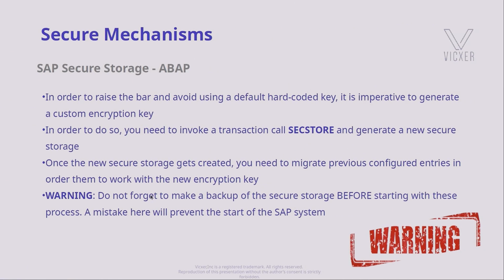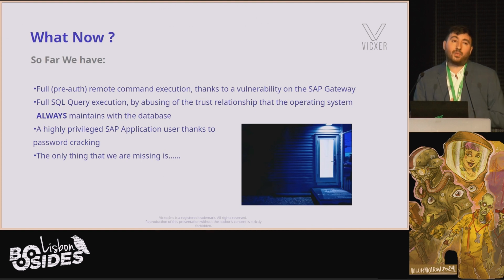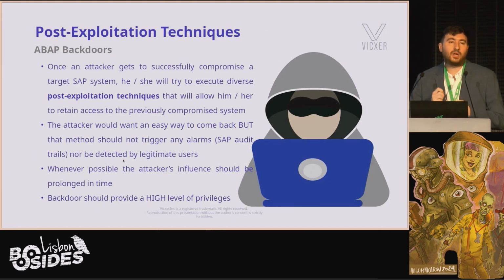Okay, so what we can do here, pretty much, we run a program that is the sexstore to secure the secure storage. We have to enforce a custom encryption key, and if you have a secure storage that is vulnerable, you have to encrypt it with the new key. So we have full access to pretty much everything, but what is missing? Well, a backdoor. Pretty much, as an attacker, you want to create something that will allow you to connect back and actually, without effort, jump right into the SAP system.